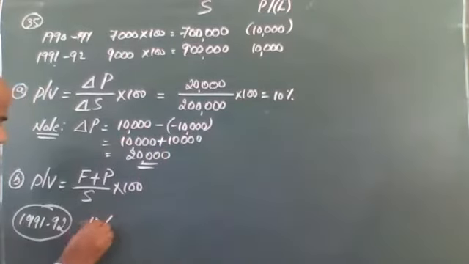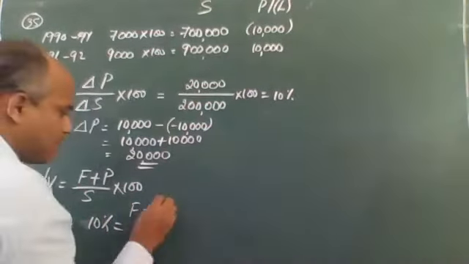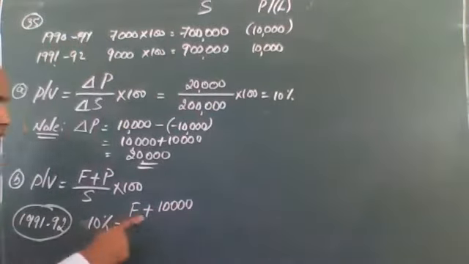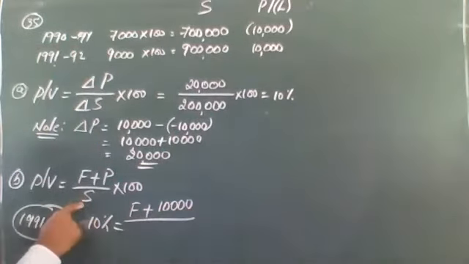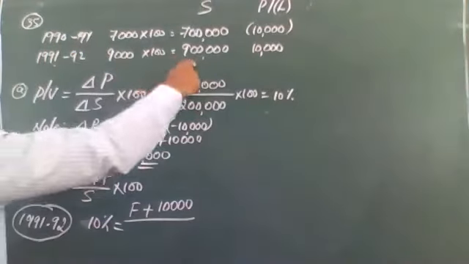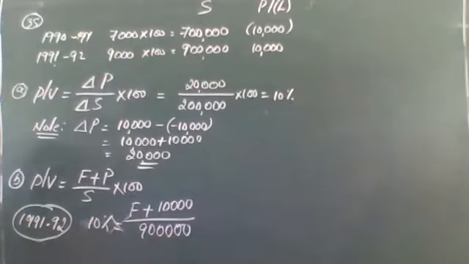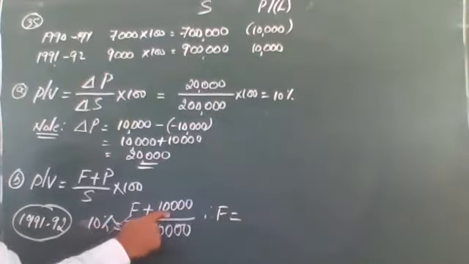So I'll bring it here. 10% is equal to fixed cost, which is what I'm basically trying to find out, plus profit of 1991-92, which is plus 10,000. So no need to write the sign. But if you're taking 1990-91, then this will be minus 10,000, guys. That's the only difference. Divided by sales. Sales of 1991-92 is 9 lakhs. So you have to solve this. Cross multiplication gives you F plus 10,000 is equal to 9 lakhs into 10%, that is 90,000. Therefore, fixed cost is equal to 90,000 minus 10,000.